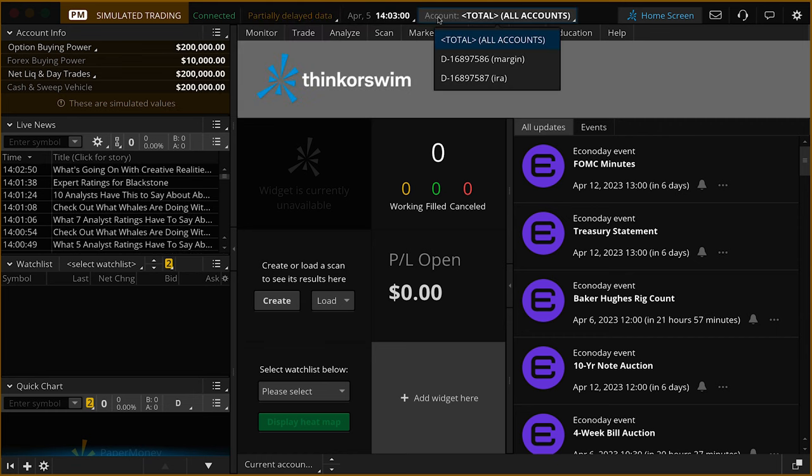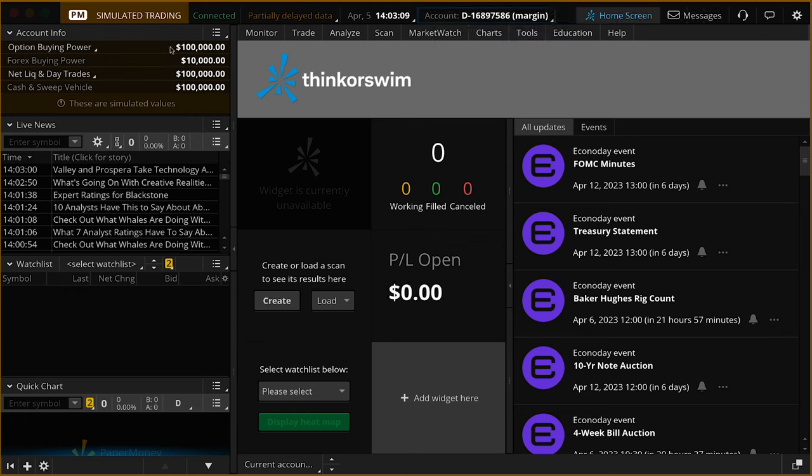With paper Money, you get two different account types, a margin account and an IRA account that you can test out trading in. I'm going to go ahead and select the margin account. And if you look over here on the left-hand side, you have $100,000 in buying power. Both accounts actually come with $100,000.